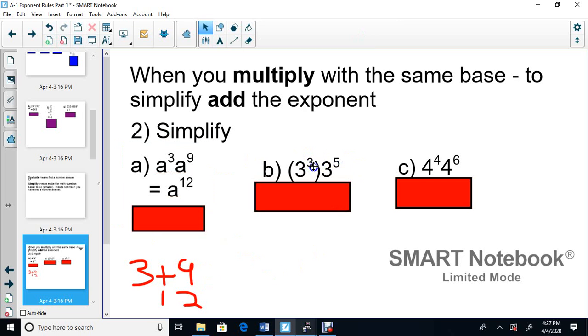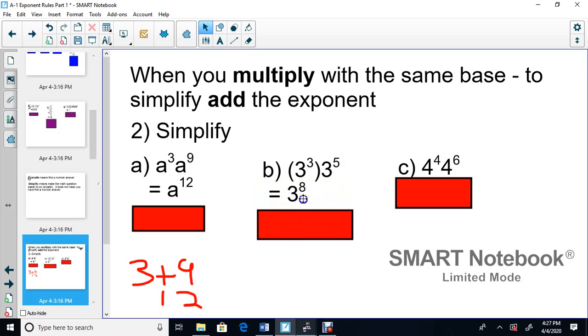Here, 5 plus 3 is 8. So again, 3 plus 5 is 8. So you can just write the answer, 3 to the power of 8. You do not have to solve it. It just says simplify. It doesn't say evaluate.